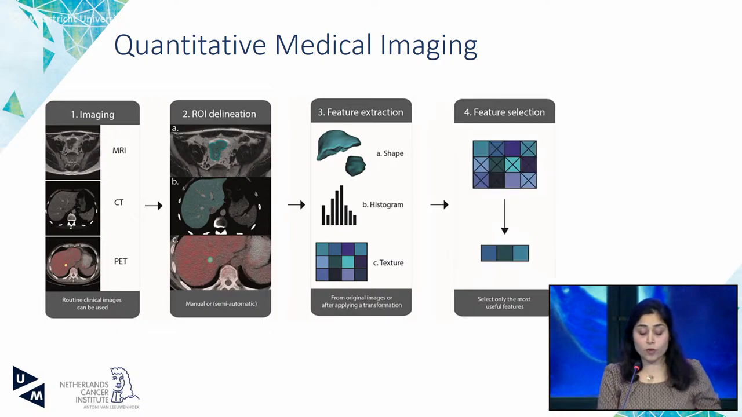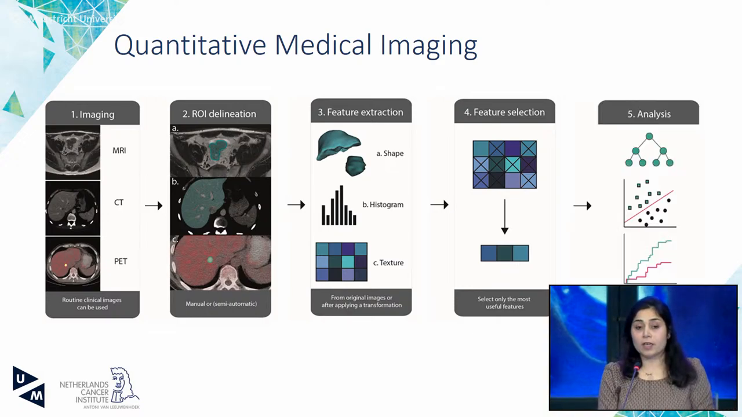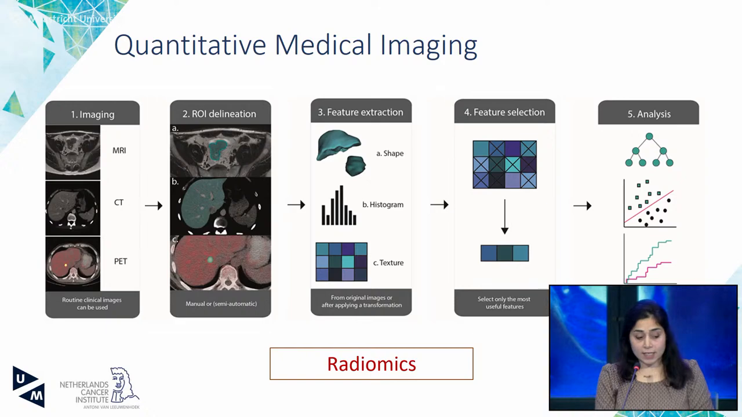The next step, if you consider each blue box as an imaging feature, we need to select the stable, informative, and predictive ones. So we need the feature selection part. And in the next step, a machine learning algorithm will be employed to develop a signature that can be used for clinical decision making. The whole workflow is called radiomics, and the features we are extracting from this region of interest are called radiomics features.